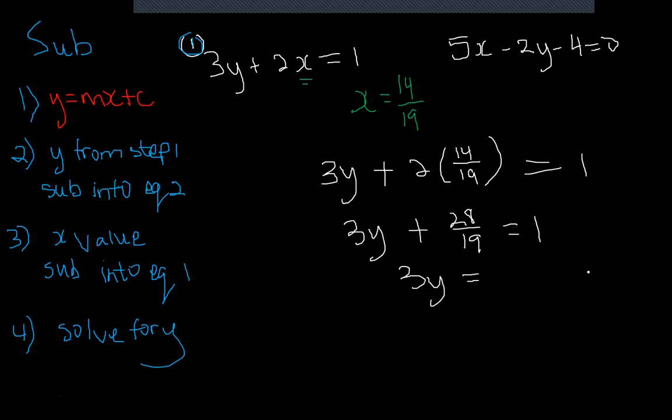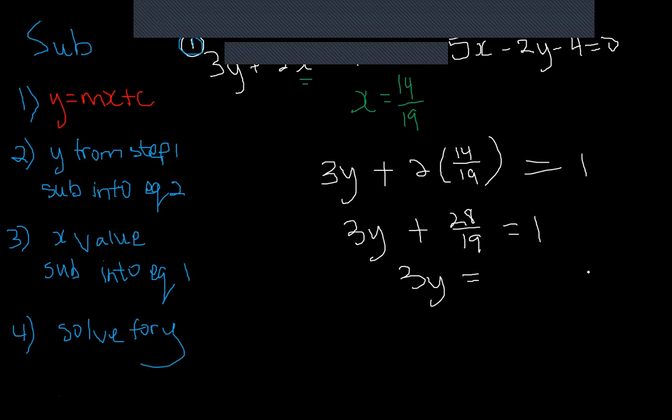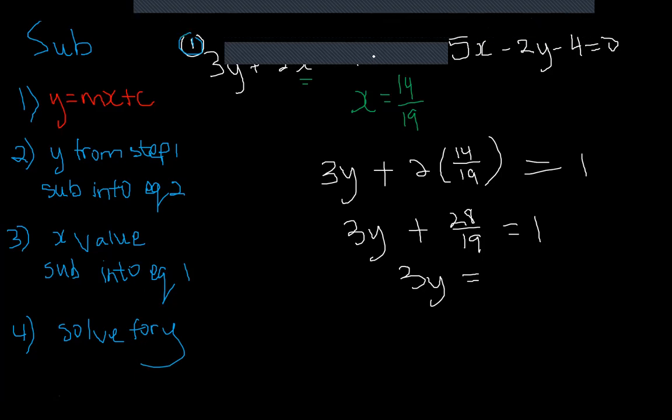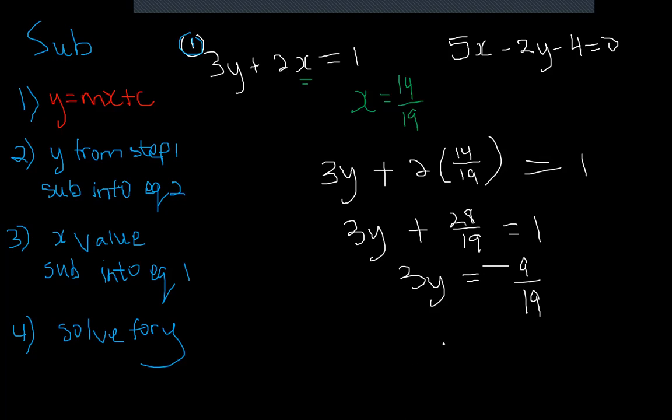This becomes 3y equals 1 minus 28 on 19, which is minus 9 on 19. Then we have to divide both sides by 3. So y is minus 3 on 19. This is my value for y.